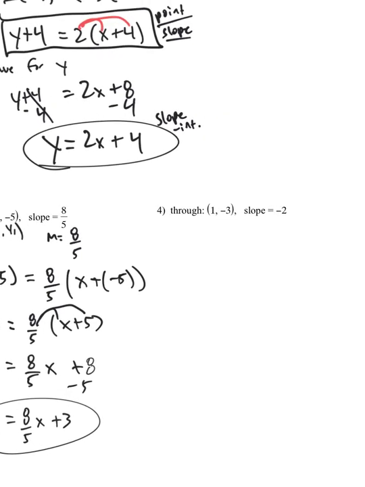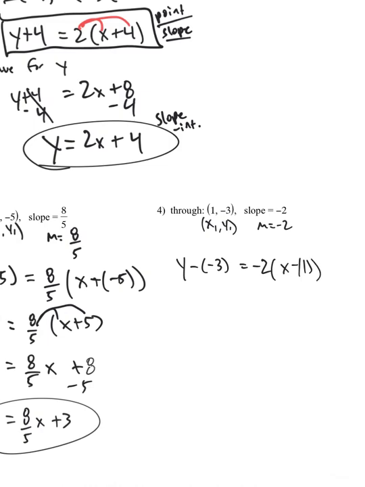All right, guys, I'll guide you through one more here. We've got a point, x1, y1. We've got a slope of negative 2. Good to see one with a negative slope. So this would be y minus y1, negative 3, equals our slope, negative 2, times x minus x1, which is just 1.